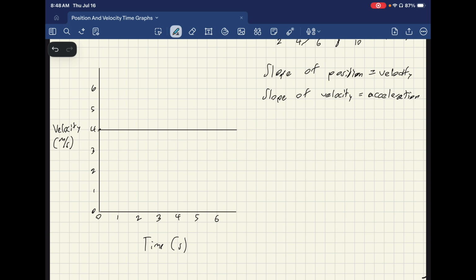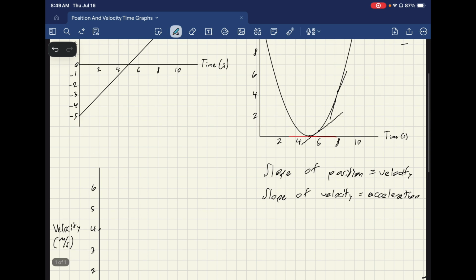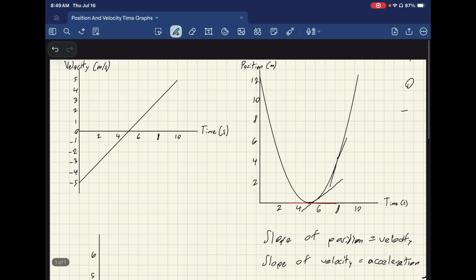You can think of it as if you're driving your car on the highway and you set it to cruise control at 75 miles per hour, and it just stays at that 75 miles per hour. It is not accelerating or decelerating. So even though it still has speed, it still has velocity, it's not changing in that velocity, and so the acceleration remains 0.